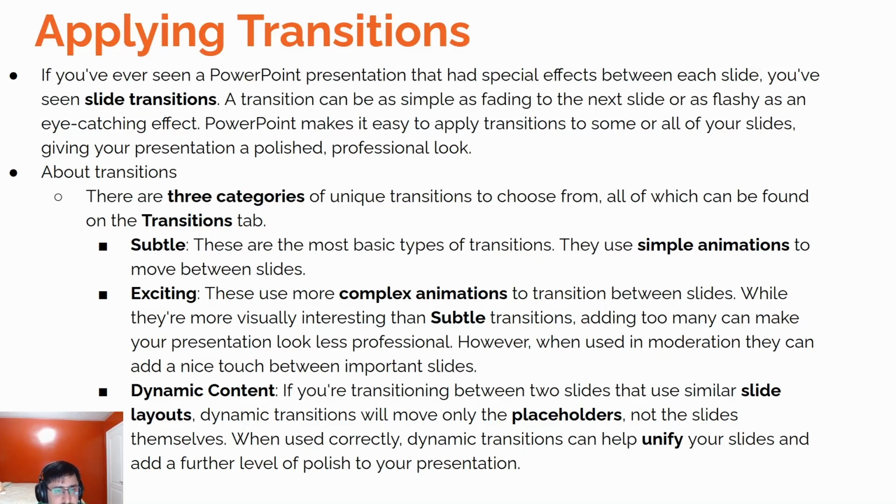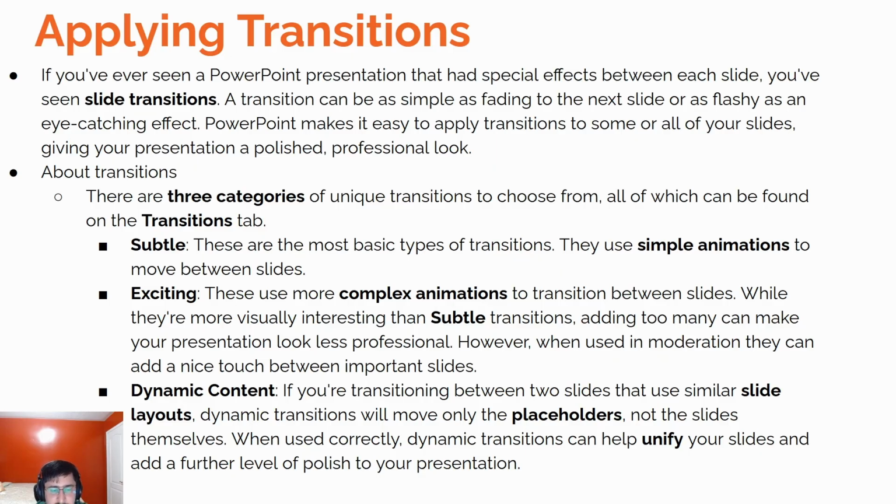In terms of transitions, there are 3 categories of unique transitions to choose from, all of which can be found on the Transitions tab. So again, subtle: these are the most basic types of transitions, and they use simple animations to move between the slides. We have exciting: these use more complex animations to transition between slides, and while they are more visually interesting than subtle transitions, adding too much can make your presentation look significantly less professional. However, when used in moderation, they can add a nice touch between important slides.